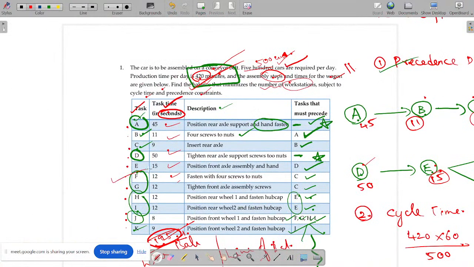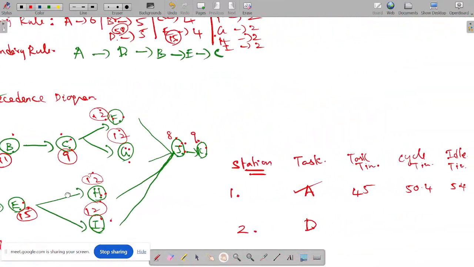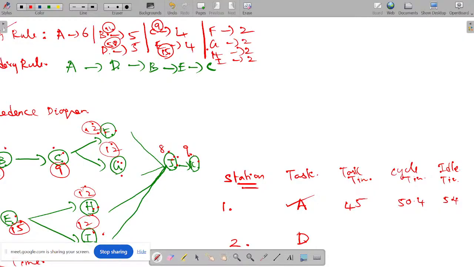Alphabetical order is given. See, F, G, H, I. I'm applying the primary rule. I'm applying the secondary rule. Even then, after applying the secondary rule, if the tie is still there, you break the tie with the help of the question given. Okay. So in the question, it is following the alphabetical order. So simply, we take the alphabetical order: F first, G next, H, I. Okay. Then we'll go for the next set.